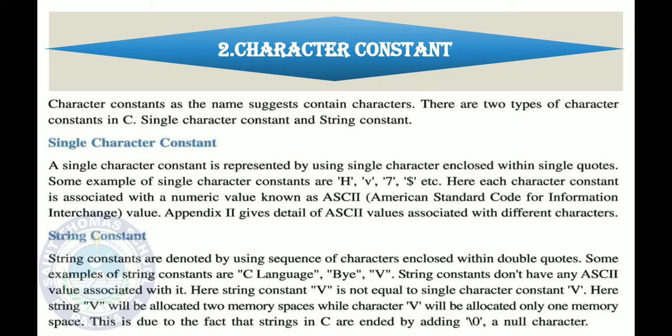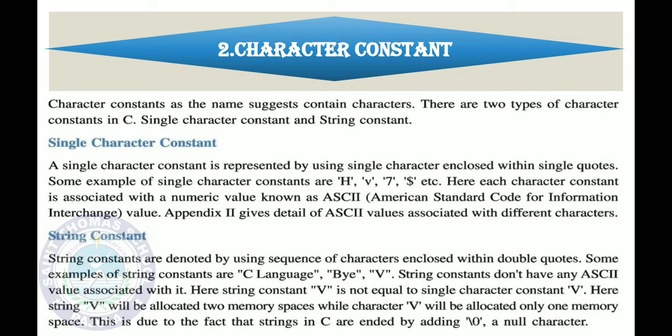Each character constant is associated with a numeric value known as ASCII, American Standard Code for Information Interchange. Remember the full form of ASCII. Each and every character constant has a specific number value assigned to it, known as the ASCII value. We'll discuss the ASCII value in detail in the next chapter. For now, just remember that each alphabet has a numeric value assigned to it, known as the ASCII value.